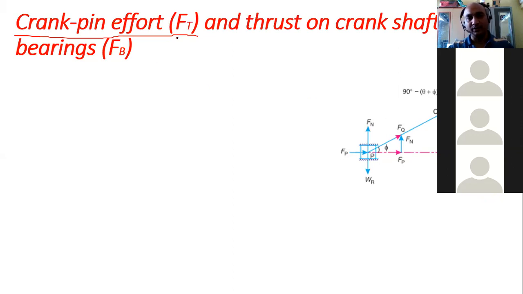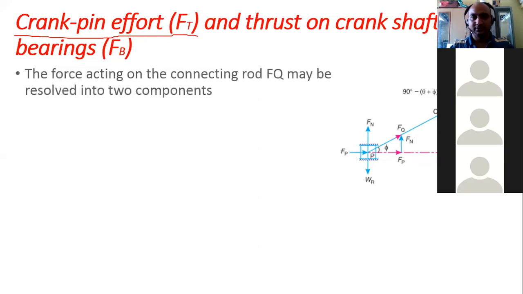Now we'll see what the formula of this Ft is, and what the formula for Fb is. Fq is going here, you can see, so again Fq is divided into two. One force is Ft and another is Fb. So Ft is one component of Fq, and Fb is another component of Fq. This component will be the cos component, this will be the sine component, if you consider the angle theta plus phi. We'll see now.